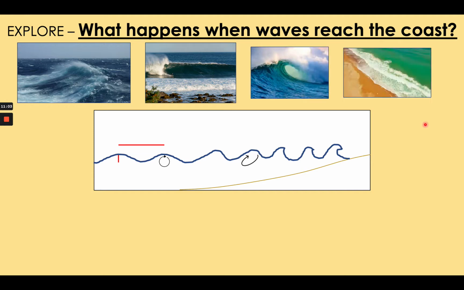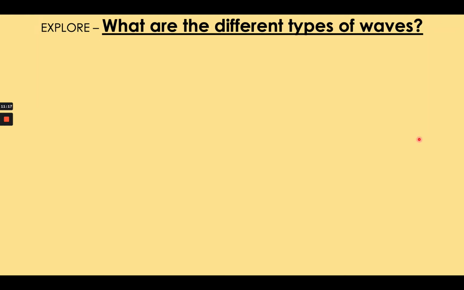Breaking wave, and finally swash up the beach, backwash down the beach. Which brings us to our final question. What are the different types of wave? Because not all waves are huge and dangerous. Subtitle, underline it, go.